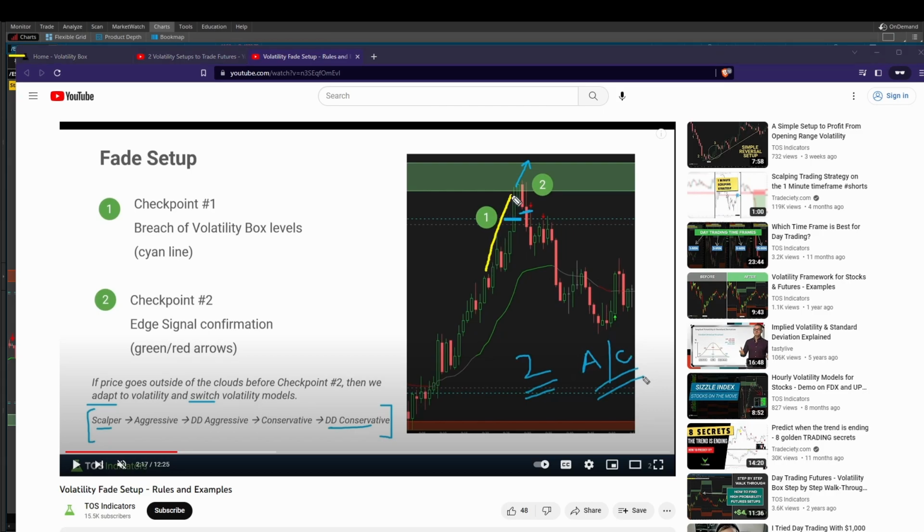That's where price breaches our volatility box levels, so crosses this cyan line, and we then see a move away from the volatility box levels. I'll leave a link to this video which breaks down the specific rules of this setup along with specific examples as well so you can train your eyes.